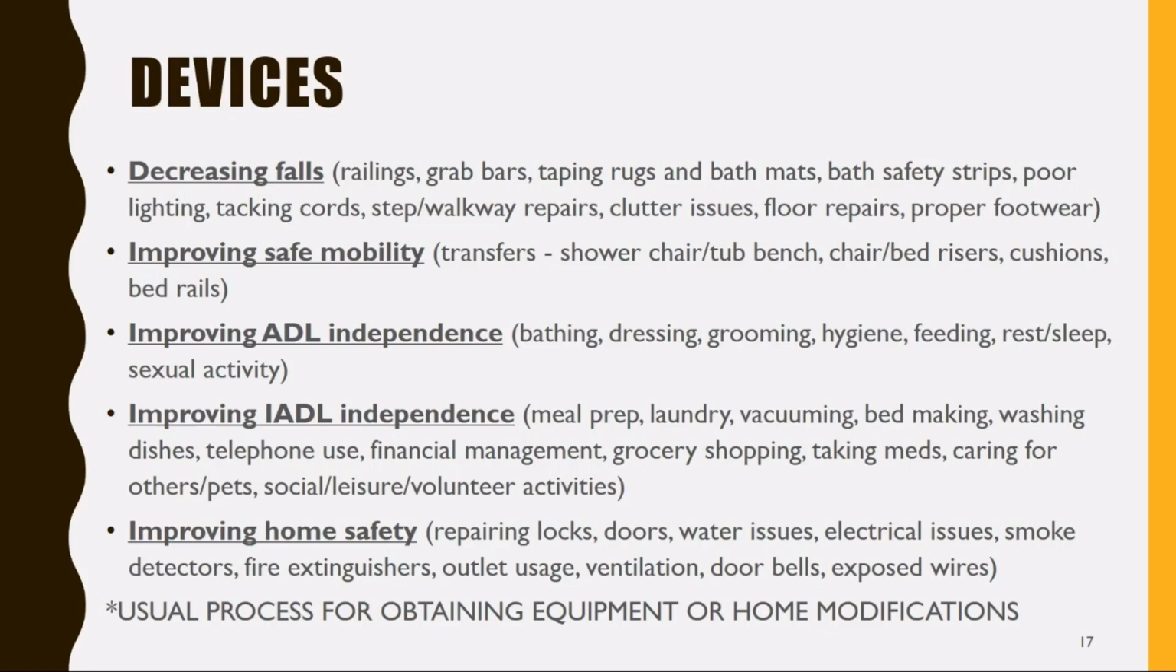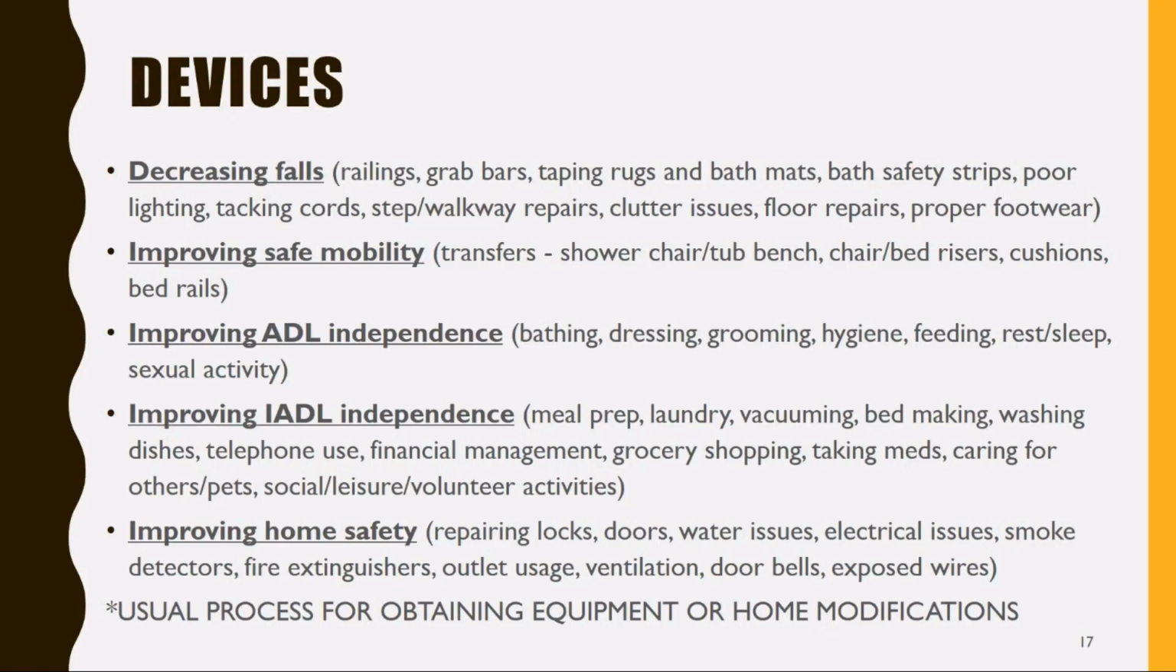The OT also focuses on devices and home modifications. Decreasing falls using railings, grab bars, taping rugs and bath mats, bath safety strips, poor lighting, tacking cords, step and walkway repair, clutter issues, floor repair, and proper footwear are key. Improving safe mobility through transfers from the shower chair or tub bench, or the chair and bed risers and cushions and bed rails have also been found to be highly effective at home.